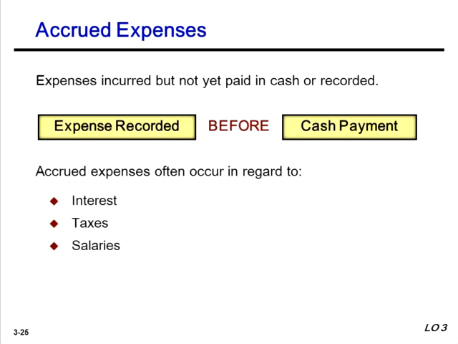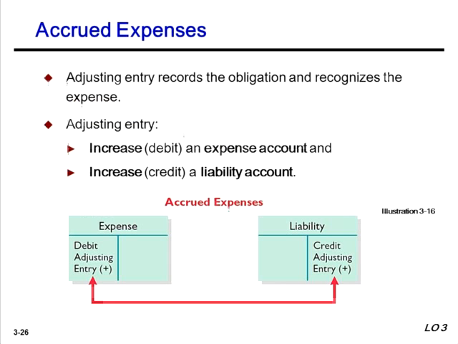Right, now we have expenses. So we have accrued expenses. The expense has been incurred, but payment has not been made, and the expense has not been recorded. There are some examples that they give of accrued expenses: interest expense, taxes expense, and salaries expense.